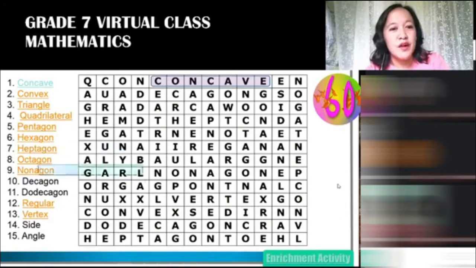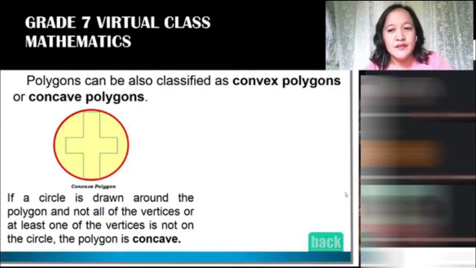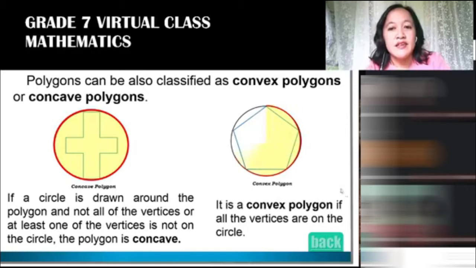What about the word convex? Have you found the word convex? Okay. Convex: if a circle is drawn within the polygon and all its vertices are on the circle, then it is convex. These are two classifications of polygons, concave and convex.